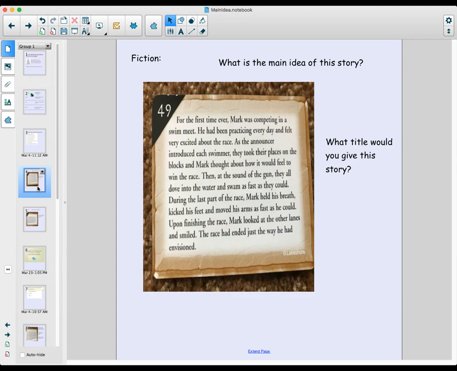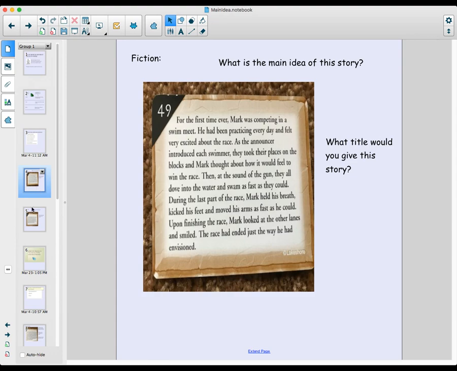Did you have something similar to that for what you were thinking it was mainly about? I hope so. Now, if I think about that second question, what title would you give this story? Again, I have to think about what it was mainly about. And I might say something like Mark's first swim meet or Mark's first swimming race, something like that, because again, I have to think about what the whole story is about.